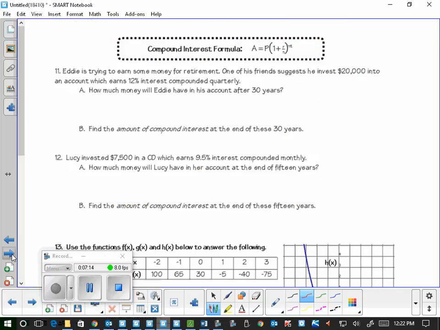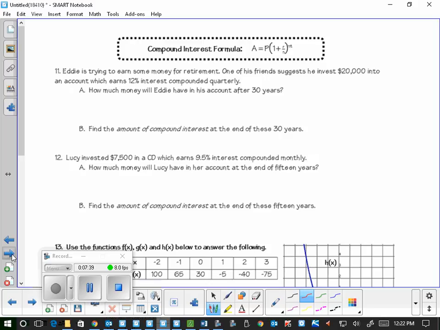All right, now we're going to look at our compound interest formula: A equals P times (1 plus R over N) to the NT. I know it's crazy, but remember, as long as we can pick out our pieces, we're good. So Eddie is trying to earn some money for retirement. One of his friends suggests he invest $20,000 into an account which earns 12% interest compounded quarterly. How much money will Eddie have in his account after 30 years?